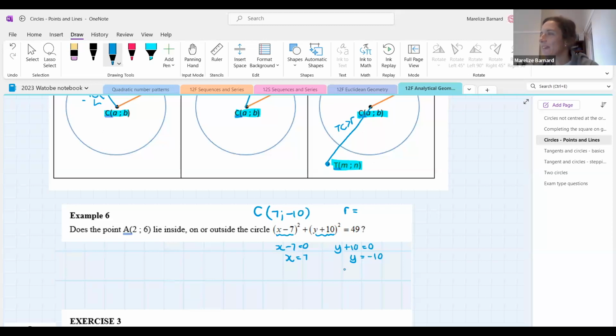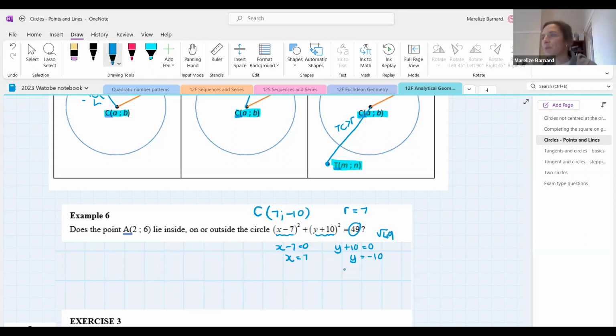Okay, and what's the radius? Pop that in the chat for me as well. Yeah, that's the easy part. We just take this number and square root it. So the square root of 49 is going to be 7.